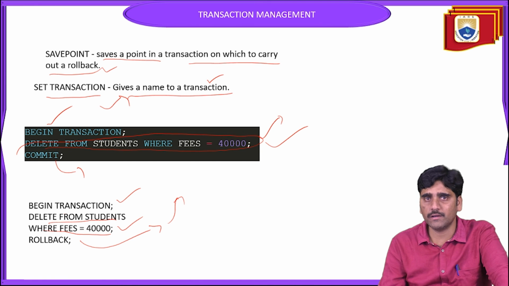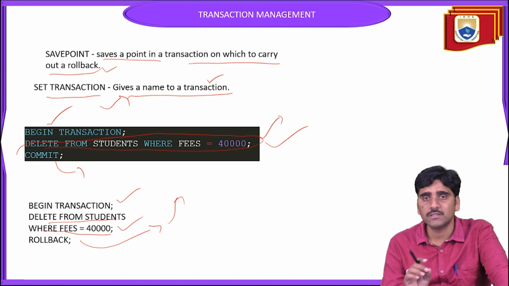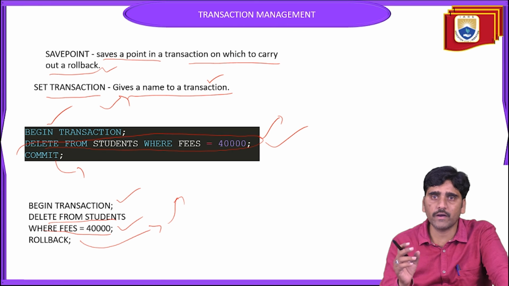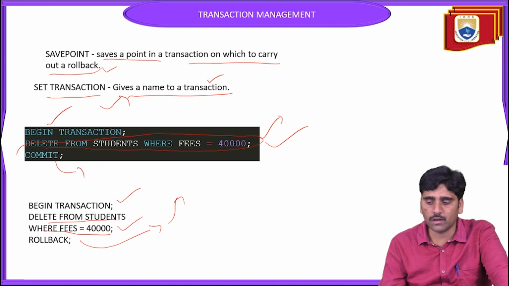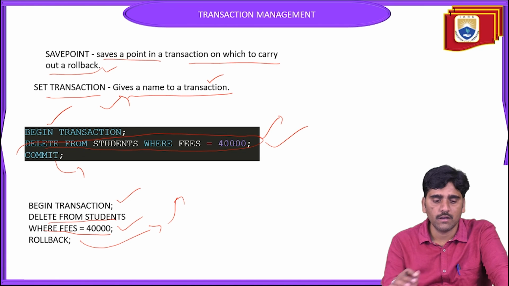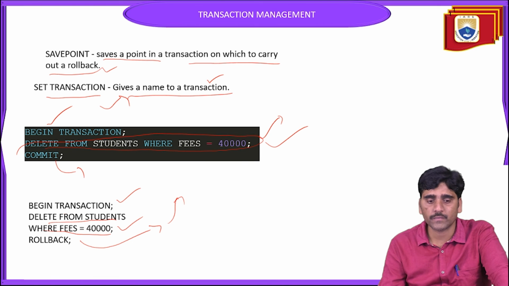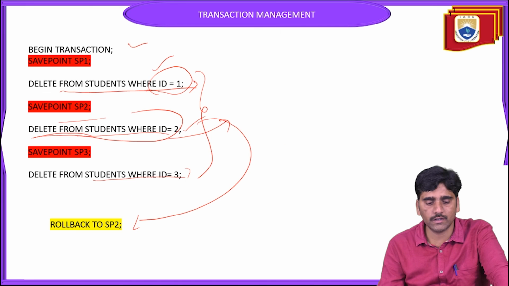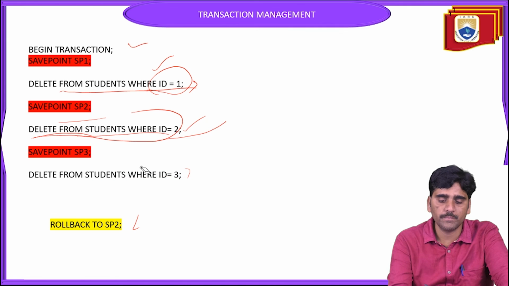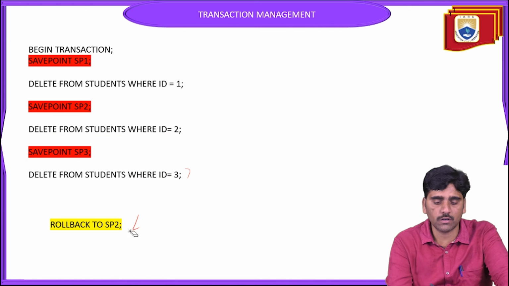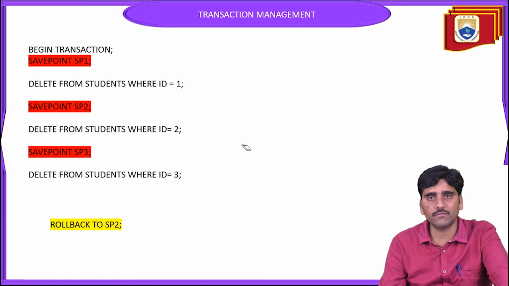By mentioning the transaction name with set transaction, you can easily find the transaction which failed, and you can roll it back very easily. And we saw how to write the syntax for committing operations, rolling back operations, and save points. So this is the way you can create the save points, and after creating all of them, you can roll back any one of the transactions. Among all these transactions, you can recover any of them. This is about transaction management.